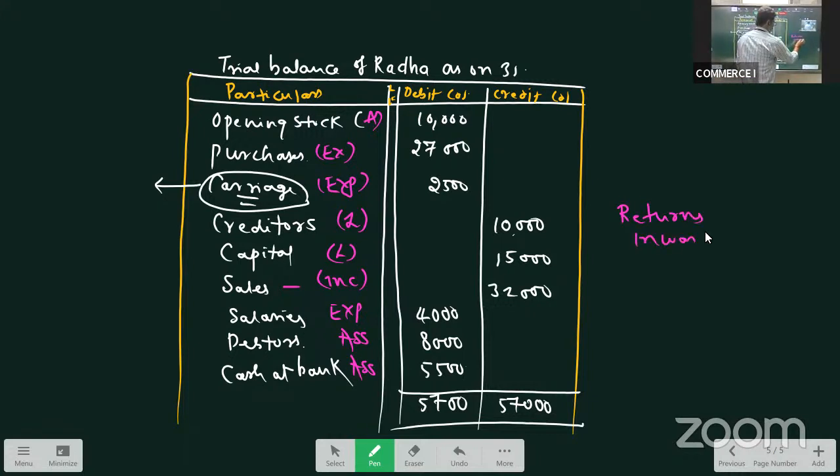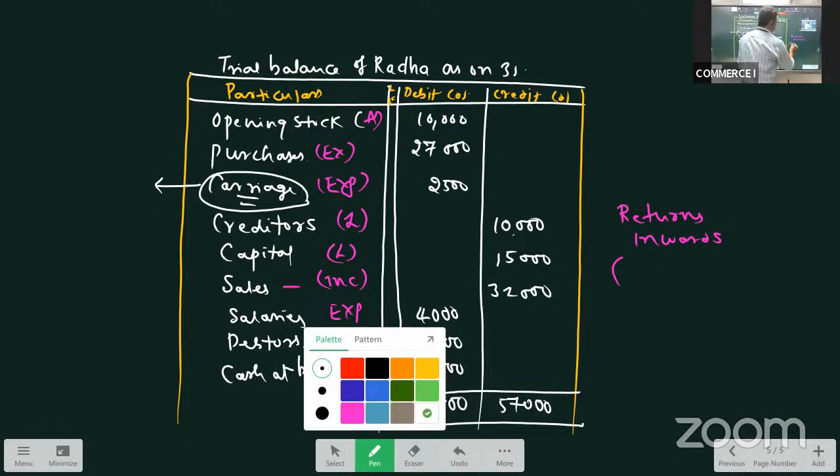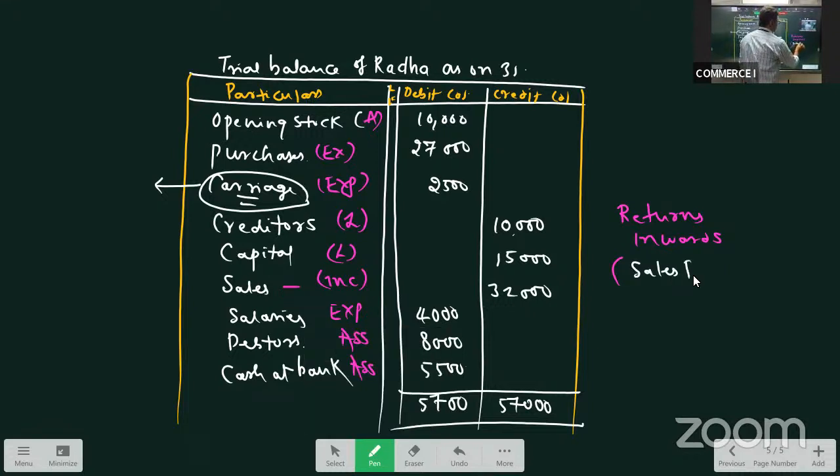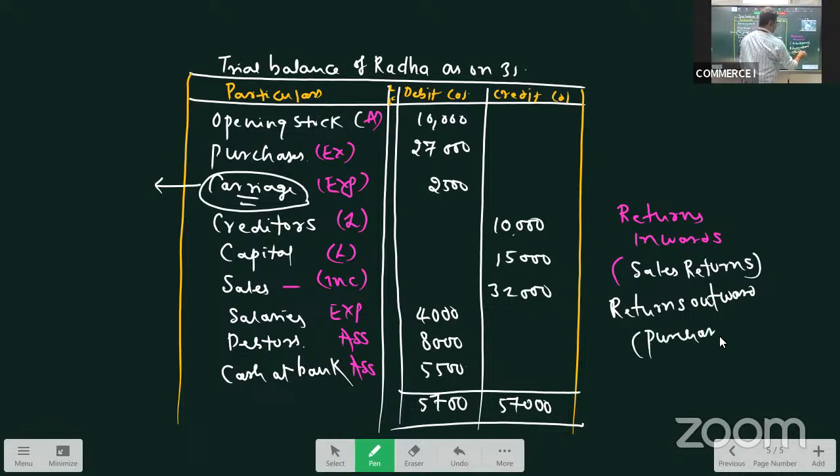Return inwards are nothing but sales return. And similarly, sometimes we'll give return outwards. Those are nothing but purchase return. Return inwards are sales return and return outwards are purchase returns. Right? So we have return inwards here.